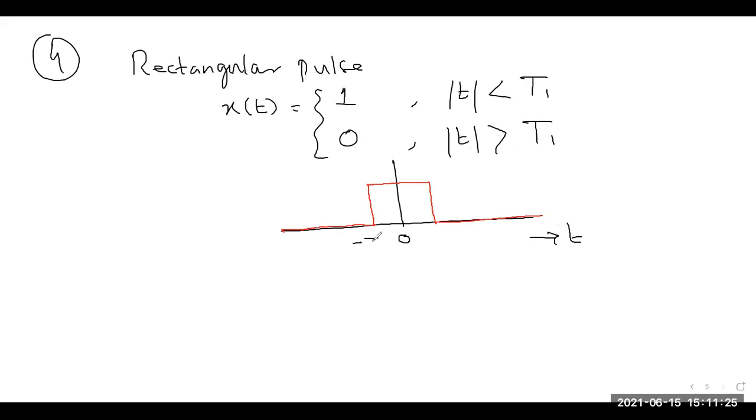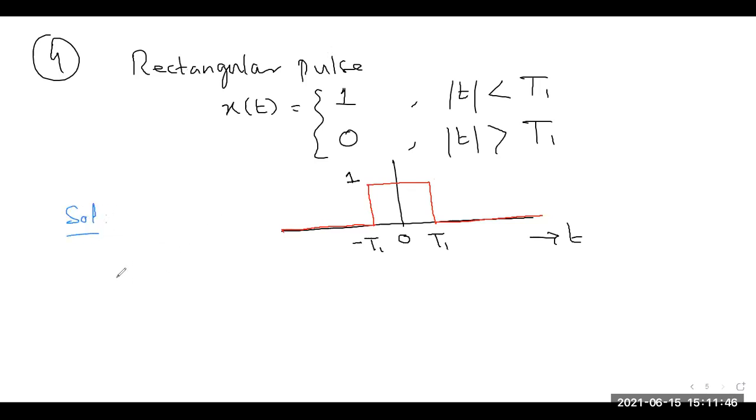So minus t1 plus, and its value is equal to 1. This is what we call a rectangular pulse. We are interested in finding its Fourier transform.